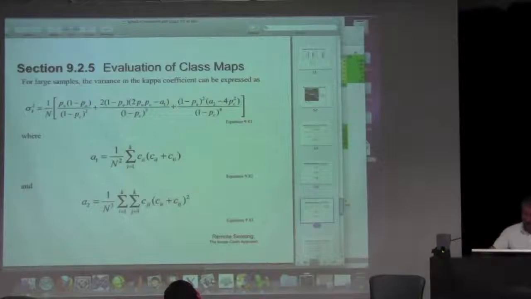All right, but this is the final equation. That's the variance of the Kappa coefficient. If you look in here, all the terms are P observed, P by chance.